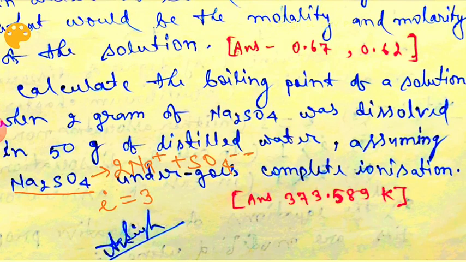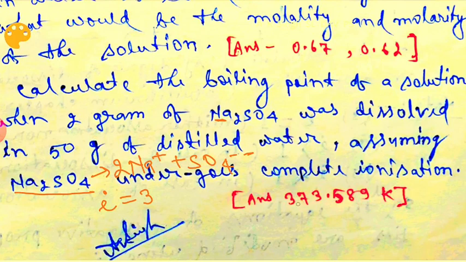No problem. Here mass of solvent 50 gram, mass of solute A 2 gram. Molar mass you can calculate yourself. Molar mass, how can you calculate? By adding the mass of each atom. Sodium has atomic mass 23, sulfur 32, oxygen 16. You can calculate it easily. Answer is given, that is 373.589 Kelvin.